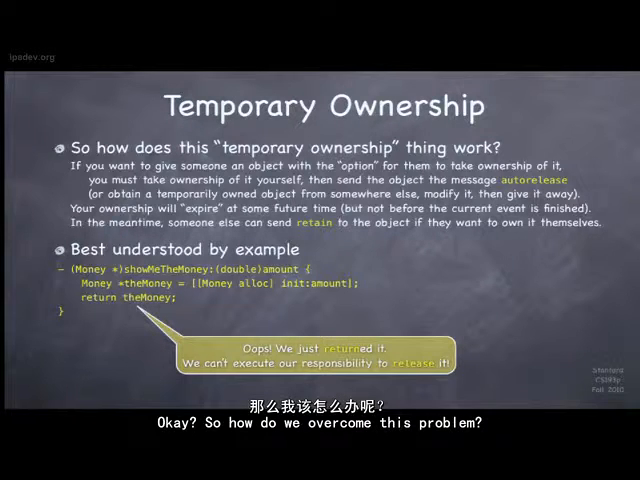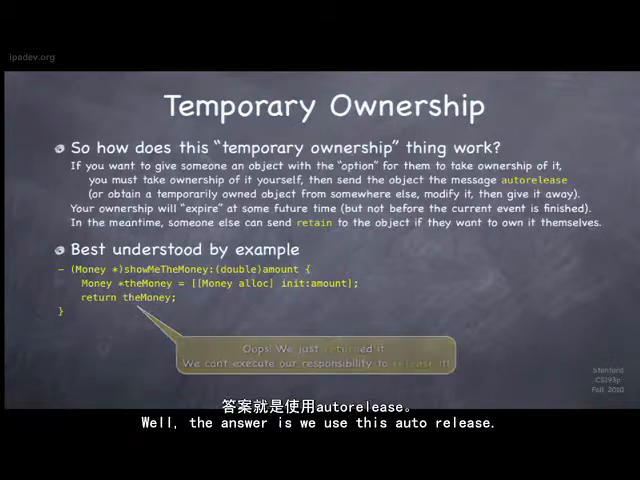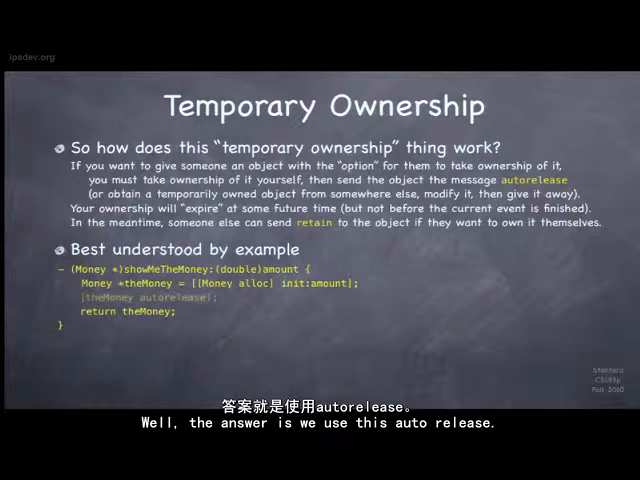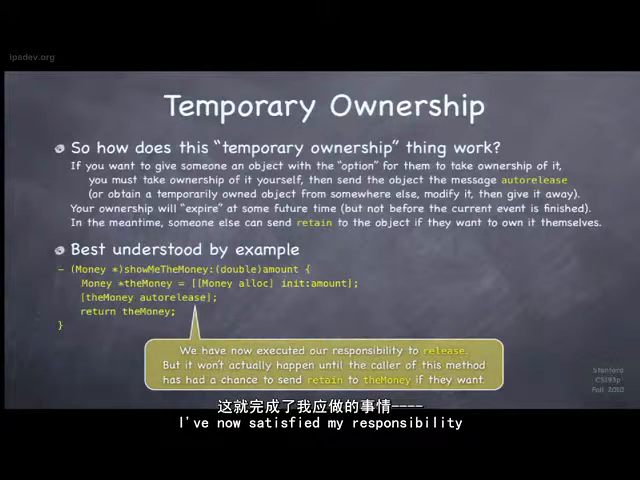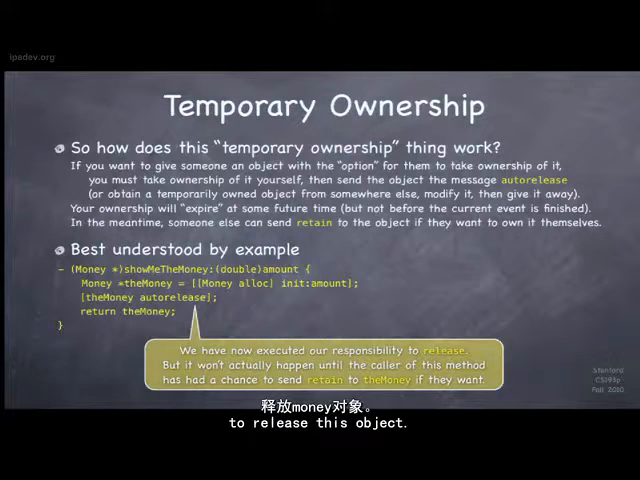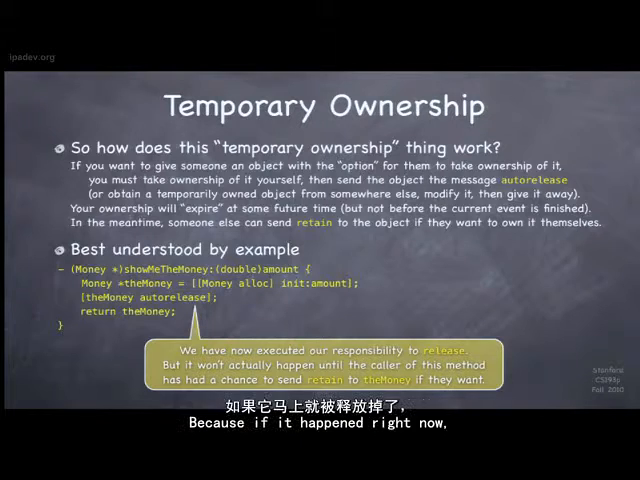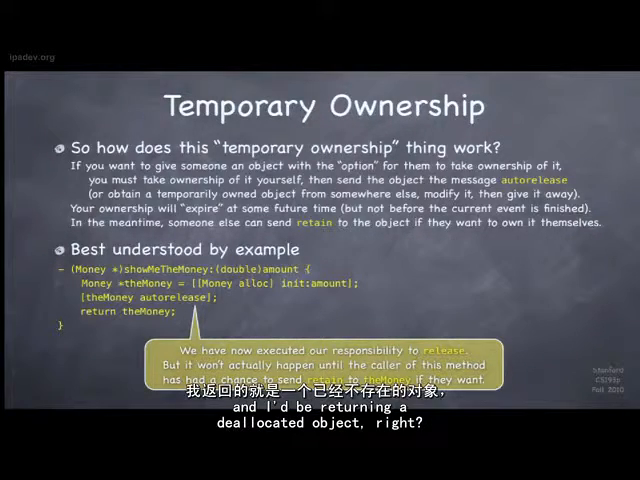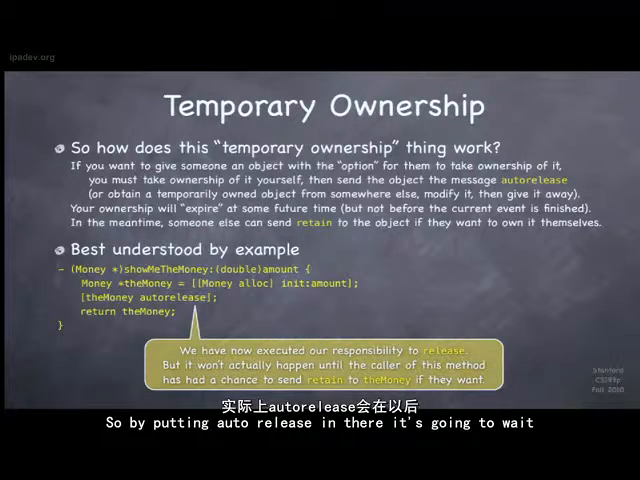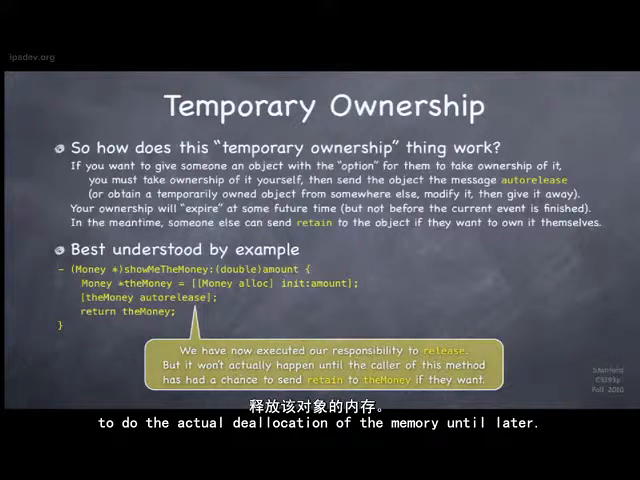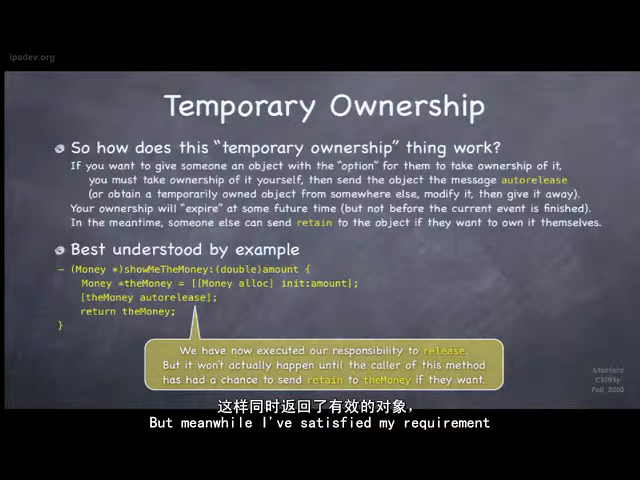So how do we overcome this problem? Well, the answer is, we use this autorelease. Before I return it, I say [money autorelease]. I've now satisfied my responsibility to release this object, but it hasn't quite happened yet, because if it happened right now, the object would deallocate, and I'd be returning a deallocated object, right? A bad pointer. So that's no good. So by putting autorelease in there, it's going to wait to do the actual deallocation of the memory until later. But meanwhile, I've satisfied my requirement to release this object.